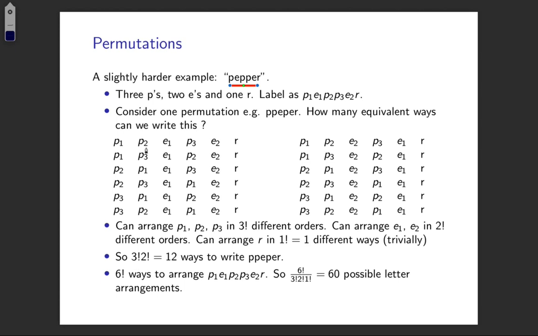So that means there's 3 factorial ways of arranging the P's, 2 factorial ways of arranging the E's. We multiply them by the product rule, so there's 12 ways to write out pepper. If you add them up, there's 12 of these. 6 factorial ways to write out all of these guys altogether. So we end up with 6 factorial over 3 factorial, 2 factorial, 1 factorial. That gives us 60 possible arrangements when we don't care about the order of the P's or the E's. Right, so already we're doing quite sophisticated stuff beyond what we could do by enumerating, but just using very simple ideas.